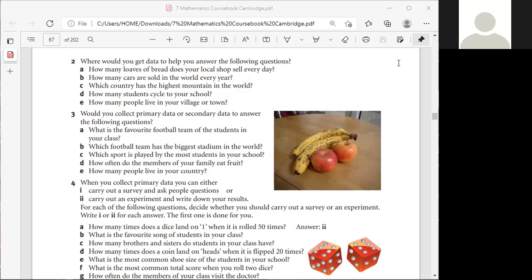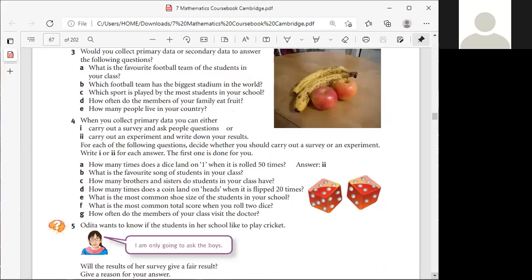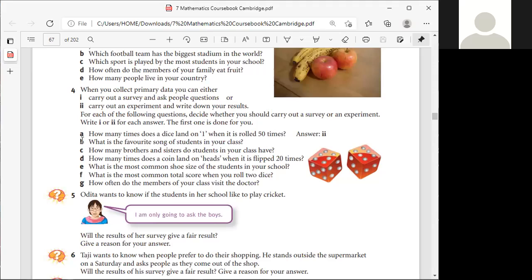Ma'am, B is answer 1. Okay. What is the favorite song of the students in your class? Yes, that can be answer 1, ma'am. Yeah, you're right, Sayed. How many brothers and sisters do students in your class have? Answer 1, ma'am. Again, it is a survey. So answer 1. Yes, ma'am.